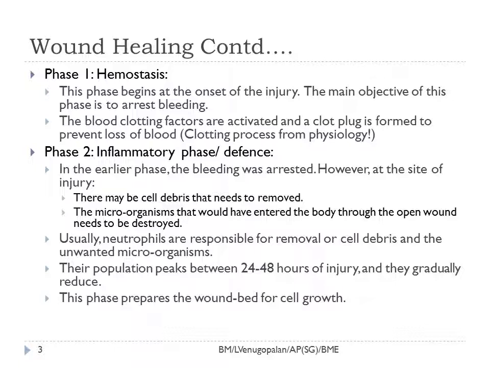Also, there may be cell debris, because you're making an incision, so there are cells that have died. The debris of those cells needs to be removed. Usually neutrophils are responsible for removal of the cell debris or unwanted microorganisms. The population of neutrophils peaks between 24 to 48 hours after the injury or after the surgery, and then it gradually reduces if there's no infection. This phase prepares the wound bed for cell growth. It is clearing the wound bed of any debris or microorganisms, and creating a conducive atmosphere for cell growth.